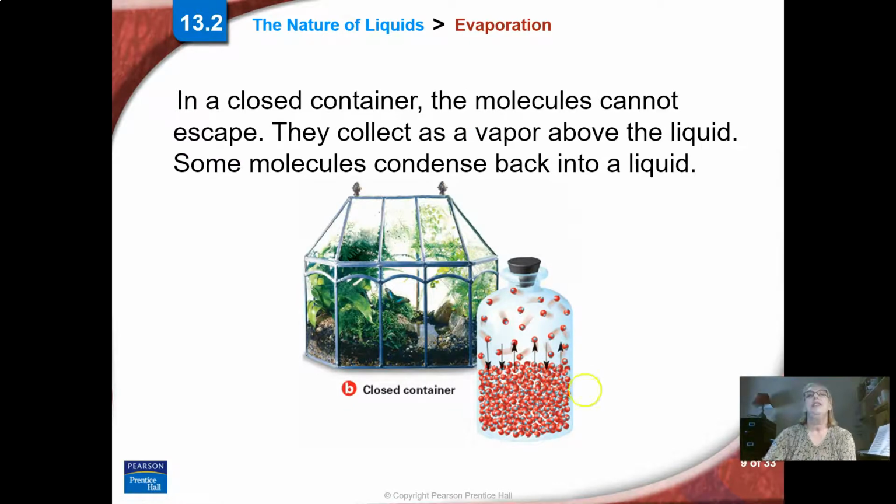If we have a closed container, like this cute little greenhouse, we can have the liquids moving around. Some of them get enough kinetic energy to jump into the gas phase. When enough of them get together, they can lose their energy and start collecting near each other, turning into a drop and coming back in. They collect as a vapor above, and then some of them lose all that energy because they've been clumping together and are attracted to each other, and they start going back down into the container. So they're condensing back into liquid.